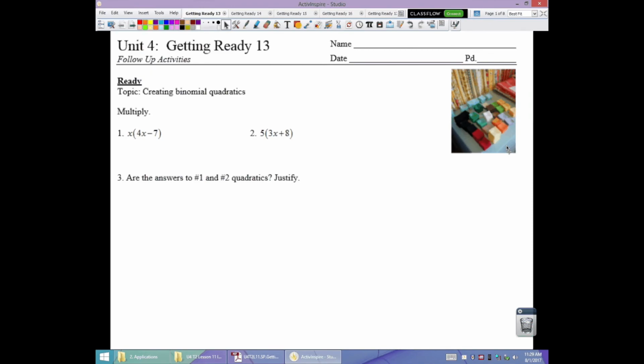We're going to look at these two distributive property problems and decide if they have answers that are quadratics. Okay, so in number one, we're just distributing an x. So x times 4x is 4x squared, and x times negative 7 is negative 7x. No like terms, so that's simplified as much as possible.